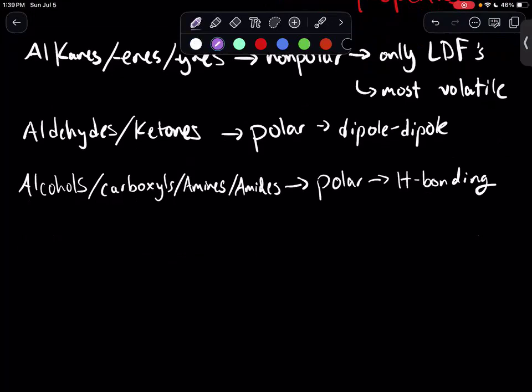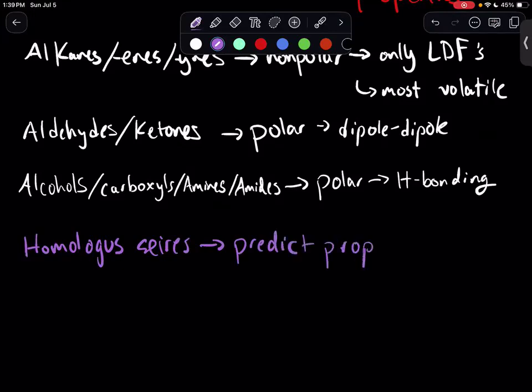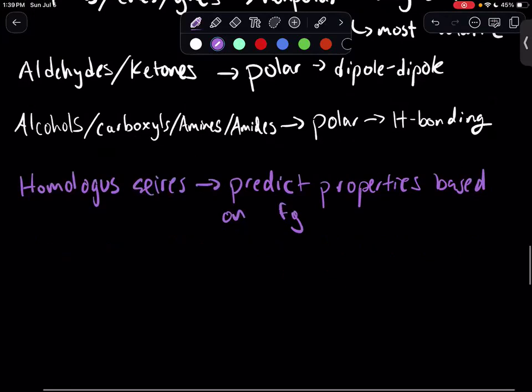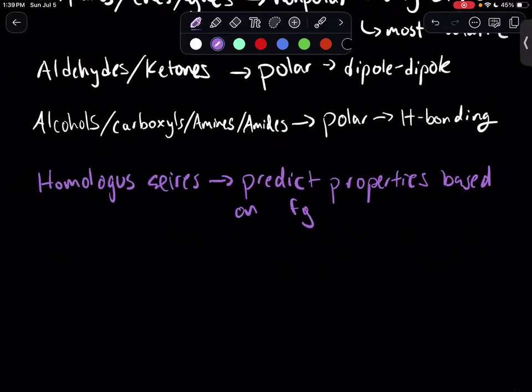The big thing here is that being able to recognize this allows us to look at homologous series and predict properties based on functional groups. Furthermore, not just can we predict their properties based on functional groups, we can also predict molecular formulas.